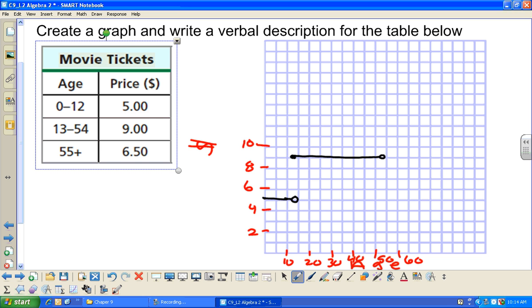And then 55 plus, it's $6.50. So it'd be a closed circle because 55 is included in this value and straight across.